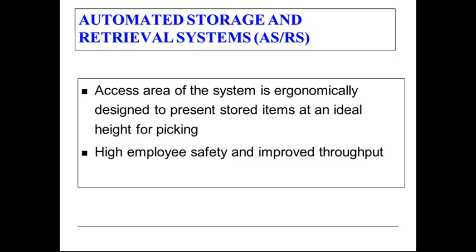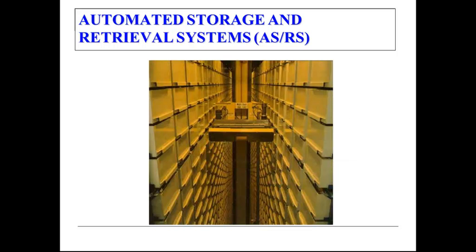Another good thing about this type of system is that the access area is ergonomically designed to present stored items at an ideal height for picking, with high employee safety and improved throughput. So here's a picture of that system. It will move the items that are needed by the operator and bring them to the location of the operator. And you'll see the items located on both sides of these racks.